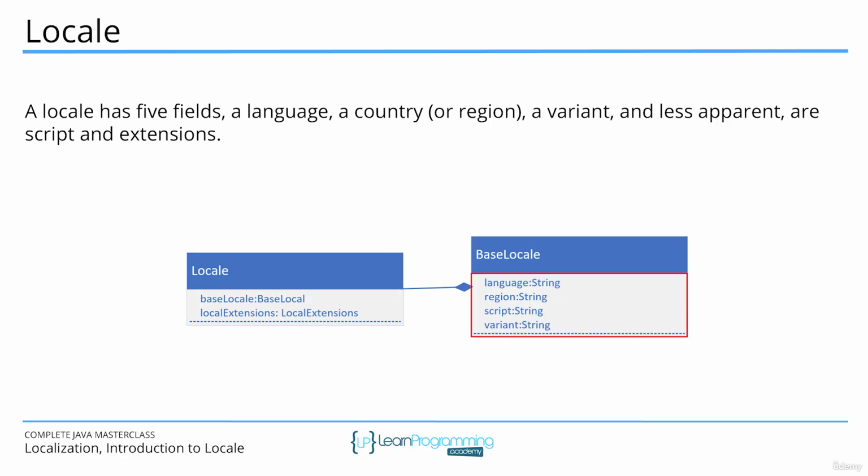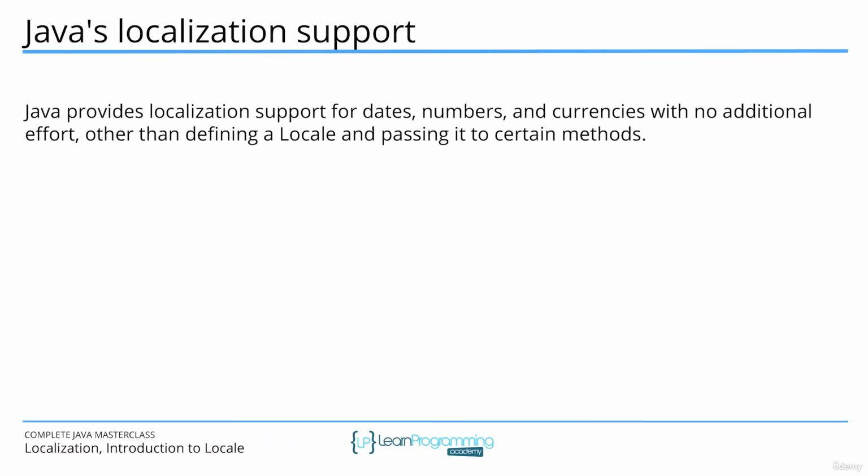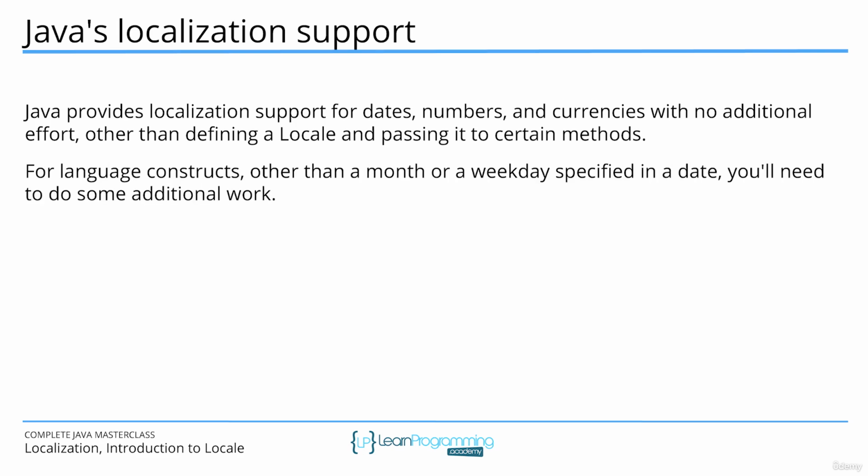Underneath the covers, most of the fields are on a base locale class, as shown on this slide. You really don't need to know this structure, but I display it here for accuracy. Java provides localization support for dates, numbers, and currencies with no additional effort, other than defining a locale and passing it to certain methods. For language constructs, other than a month or a weekday specified in a date, you'll need to do some additional work, and I'll talk about that later. In this video, I'll be covering the built-in support.